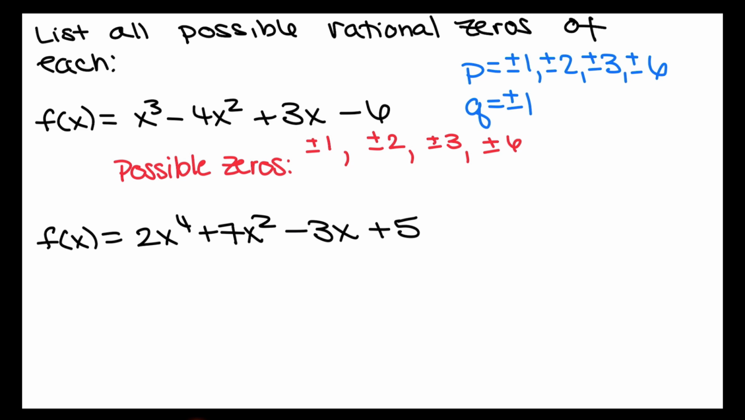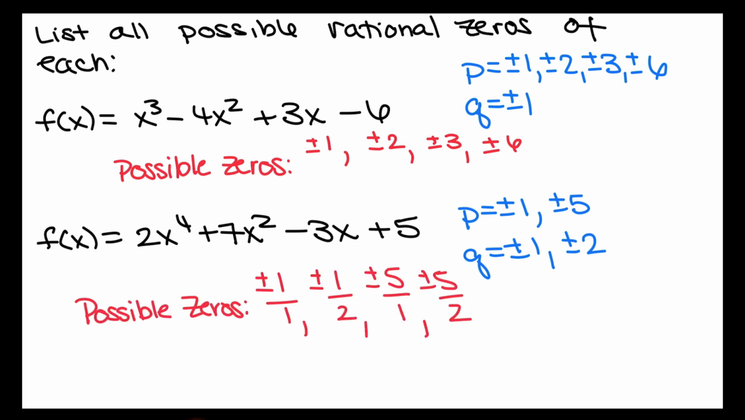My second example, we've got the polynomial f of x equals 2x to the fourth plus 7x squared minus 3x plus 5. P is factors of the constant. 5 is only divisible by 1 and 5. Q is factors of that leading coefficient, which was 2. 2 is only divisible by 1 or 2. And those factors could be positive or negative.